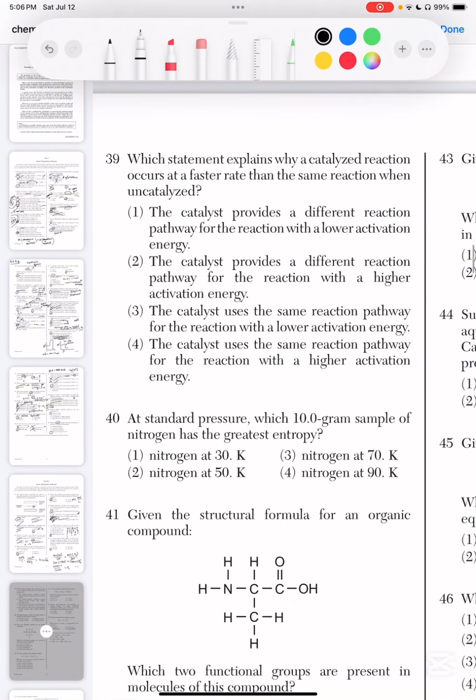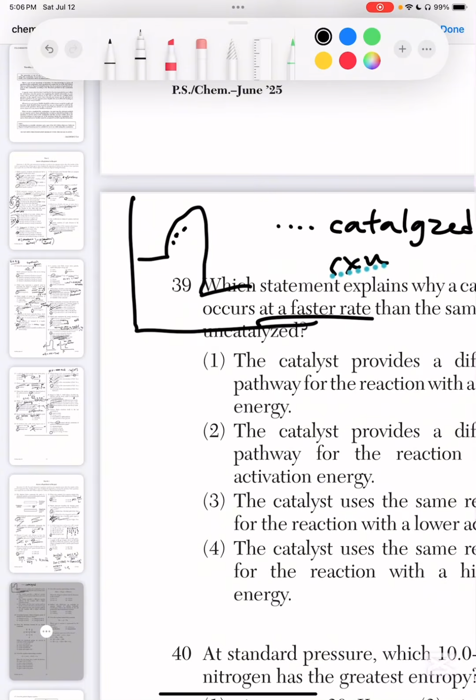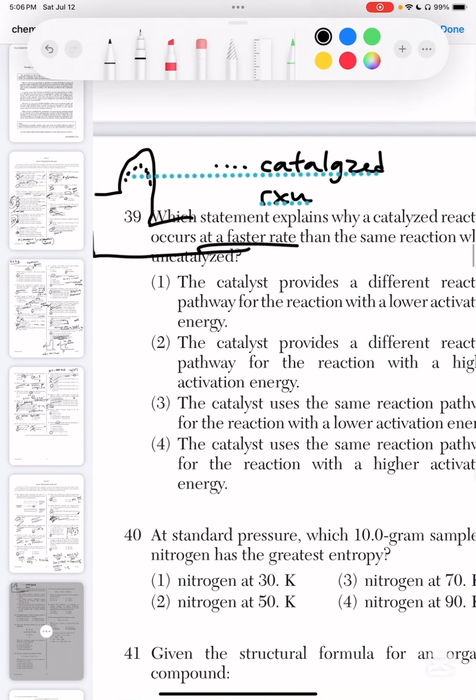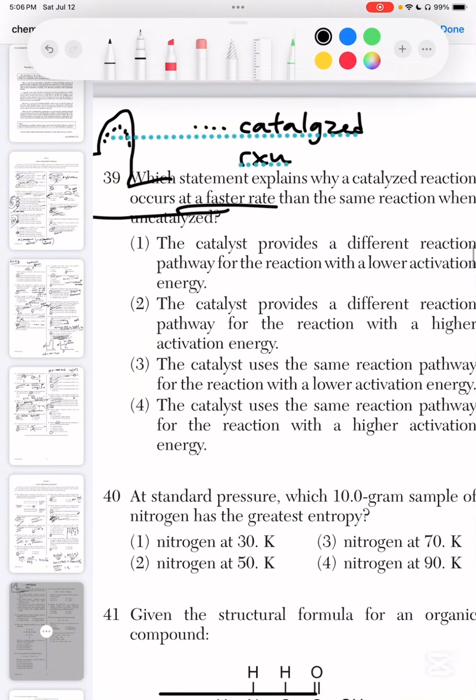Which statement explains why a catalyzed reaction occurs at a faster rate? So, let's draw another potential energy diagram. This is your normal reaction pathway. The dot will represent the catalyzed reaction. The reason why catalysts increase the rate of reaction is because it provides an alternative pathway for the reactants to take that lower activation energy. So it's easier for the reaction particles to have enough energy to overcome that barrier and turn into products.